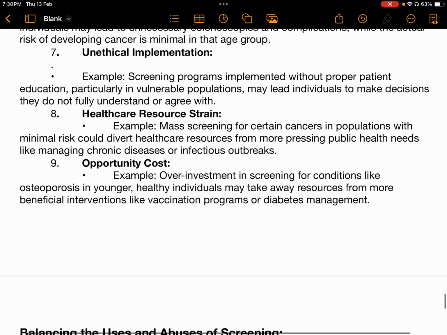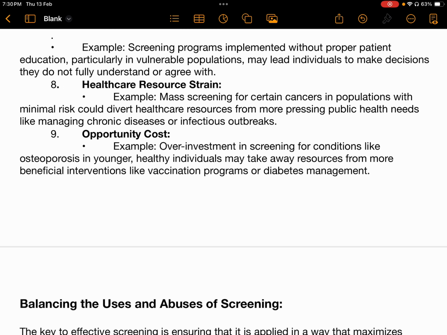Then opportunity cost. Time and resources spent on unnecessary screening programs may mean that more effective healthcare interventions are underfunded or underutilized. Like overinvestment in screening for conditions like osteoporosis in younger, healthy individuals may take away resources from more beneficial interventions like vaccination programs and diabetes management.